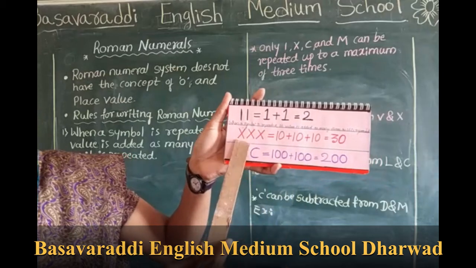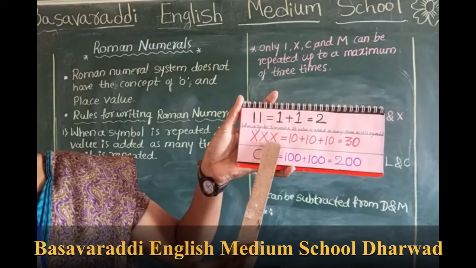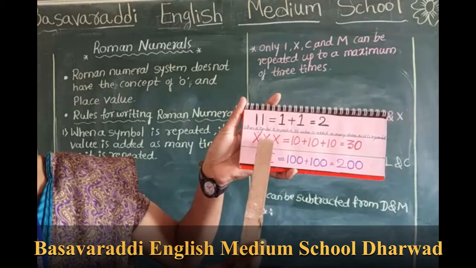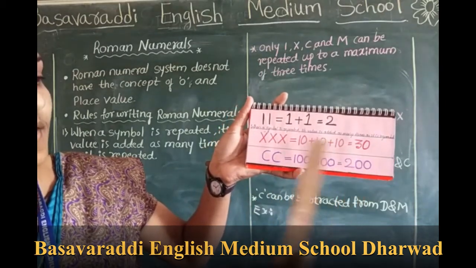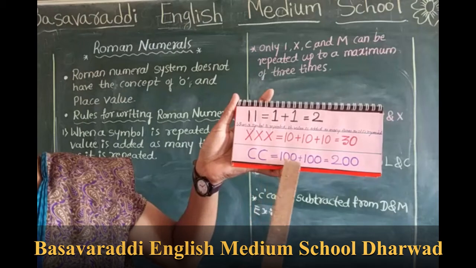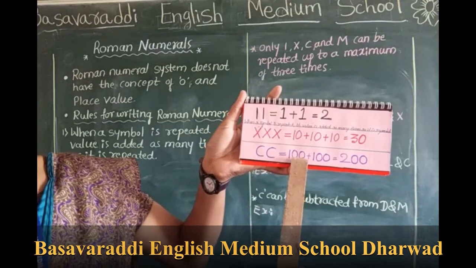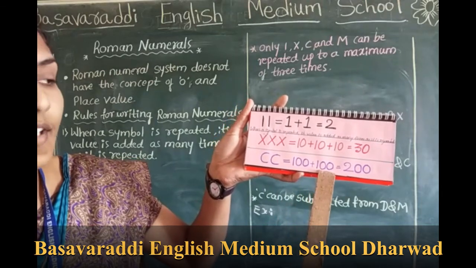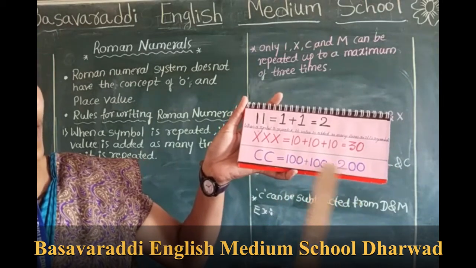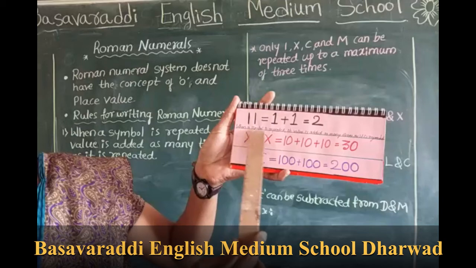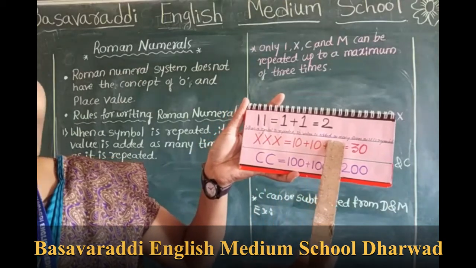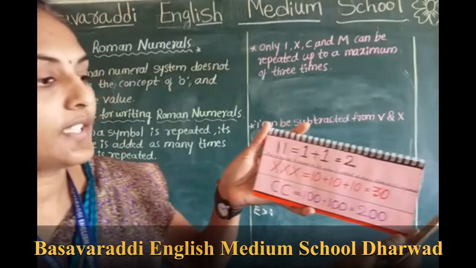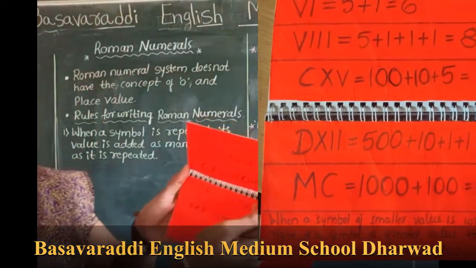One more example for this rule: X X X. The 3 X symbols are repeated here, so the value is 30. C C: the value of C is 100, then one more C, the value of C is 100, totally 200. Once again, the rule: when a symbol is repeated, its value is added as many times as it is repeated.